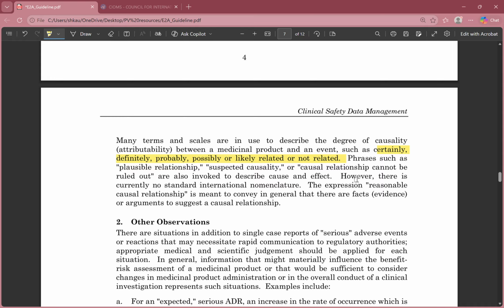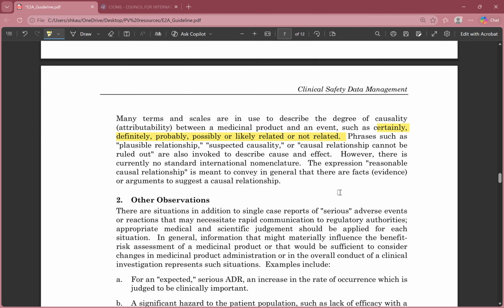The belief that there is a reasonable possibility that the drug caused the event. So why do we use these terms? We need to specify how strongly a drug is linked to the event, right? So that is why these terms are used.